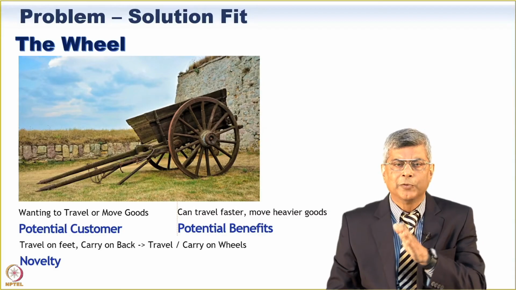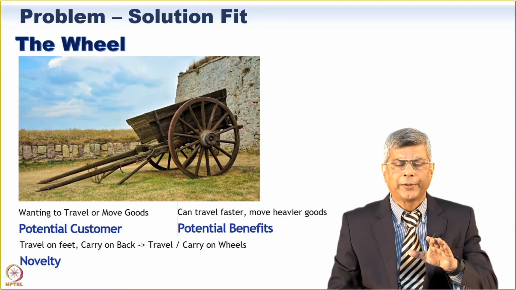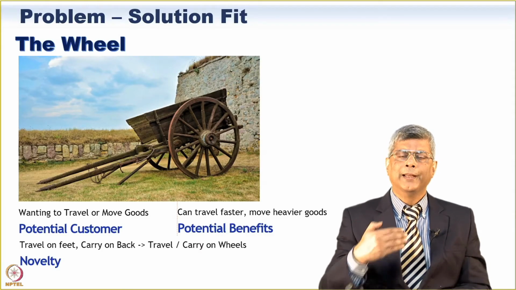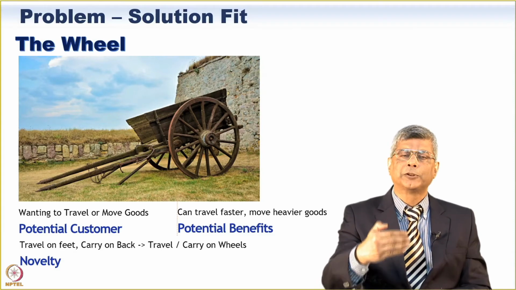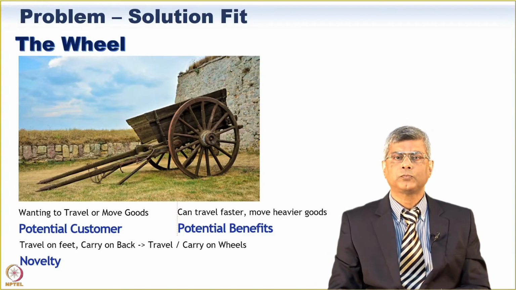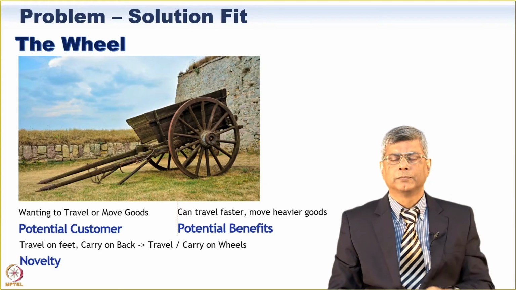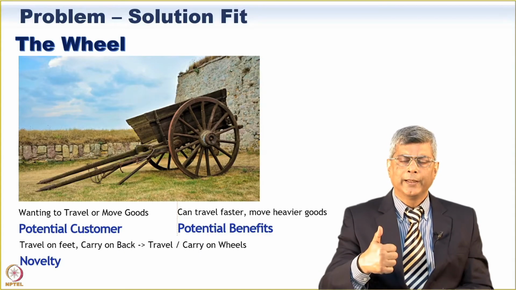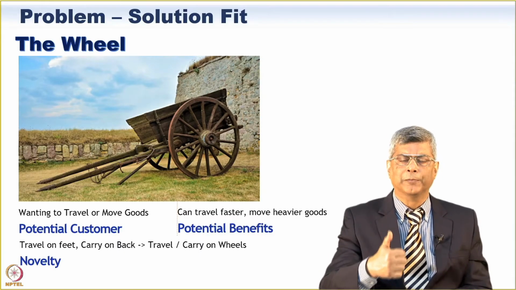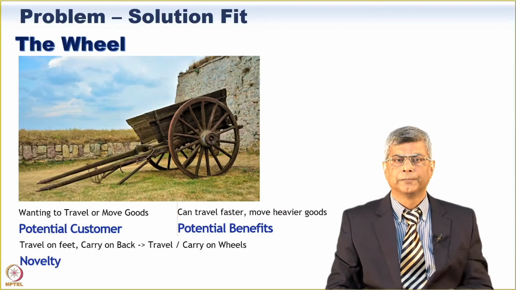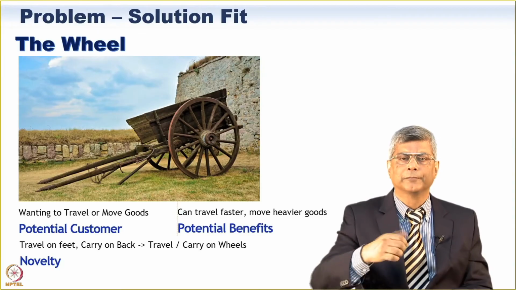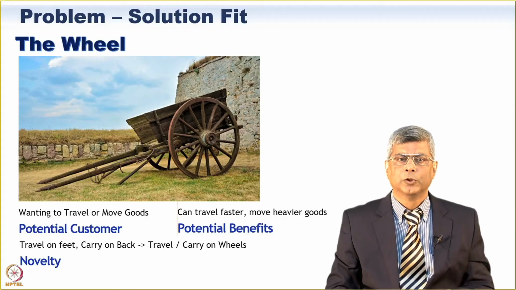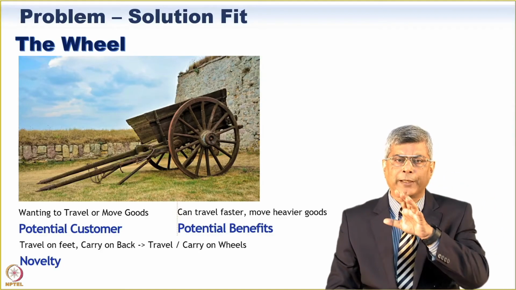So let's look at the innovation drivers. So if you look at the screen, who is the customer? Anybody who wants to travel or anybody who wants to carry some goods. So that's the customer. And what's the need or the benefit that the wheel offered? If you're a traveler, you can travel faster with the wheel because you can make a chariot or a cart and a horse can drag it. So you're faster than walking. You can also carry more goods versus carrying it on your back. So that was a potential customer, that was a potential benefit.